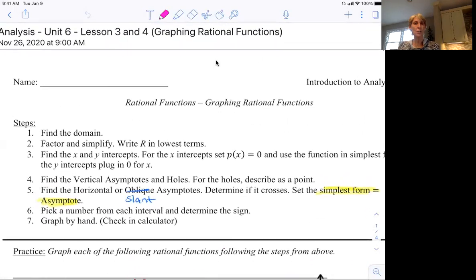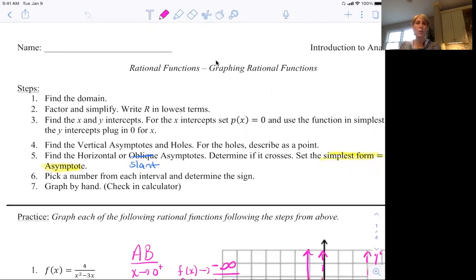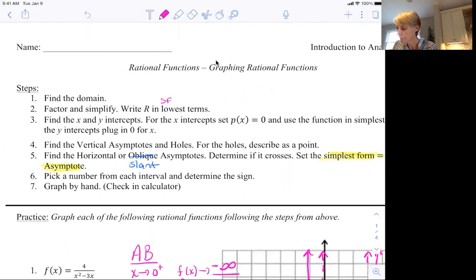We're graphing rational functions. Just to remind you of the steps, we're going to find the domain of our function. We want to factor and simplify it, write it in lowest terms or simplest form. That's all lowest terms means. Then we're going to find the x and y intercepts. We find the vertical asymptotes and holes, find the horizontal or slant asymptote. We determine if it crosses. Don't forget this step. I sometimes forget it.